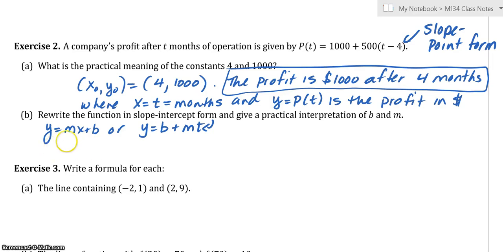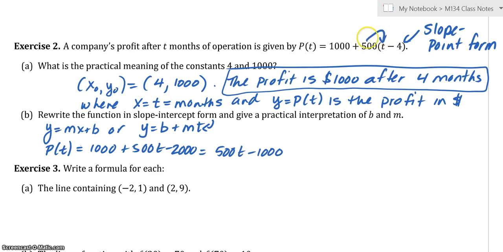So P of T is equal to 1,000, and I'm just going to get rid of the parentheses by using the distributive law there and get 500T minus 2,000. I'm going to combine like terms, and so here it is. That is the function rewritten in slope-intercept form, that is the answer. Now give the practical meaning of the m and the b.